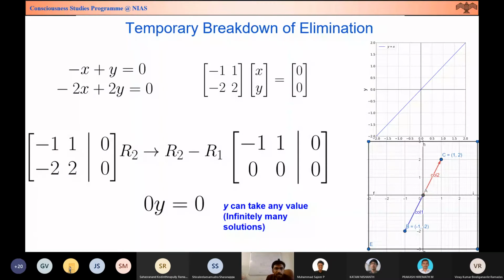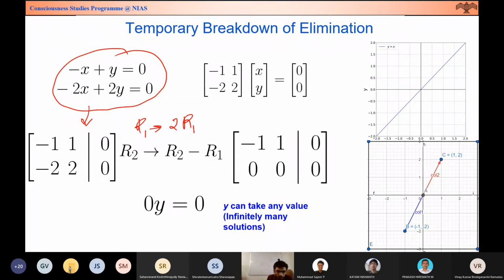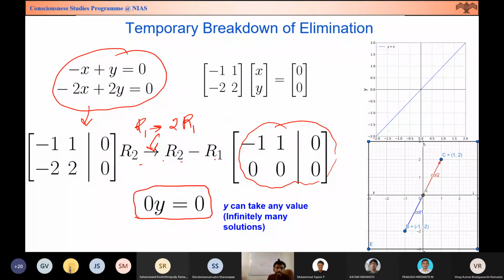So here also, let us understand this scenario from the elimination point of view. We have this system of linear equations, and we write them in the augmented format. So basically I skipped one step. First of all, I will do R1 changes to 2 times R1. And then I will apply the second step, R2 changes to R2 minus R1. So I will get this particular format. Here again, I can write 0·y equal to 0. This actually means y can take any value. If y can take any value, you can substitute any value for y and get x. So it has infinitely many solutions.